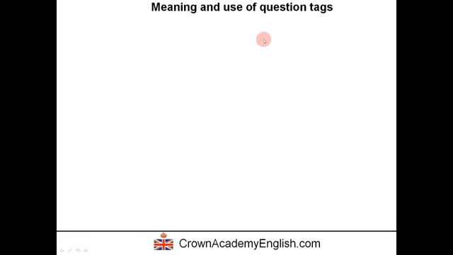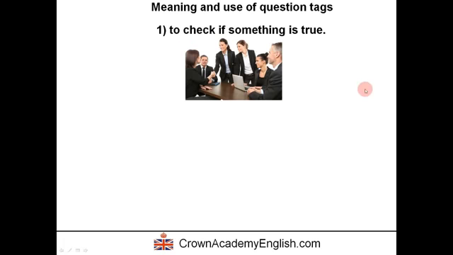Now, the meaning and use of question tags. So meaning number 1, there are 2 main meanings. Okay, so meaning number 1, to check if something is true. So an example. Here we have a meeting, a business meeting. And someone says, the meeting is at 10 o'clock, isn't it?